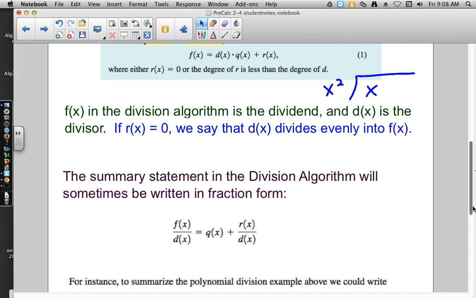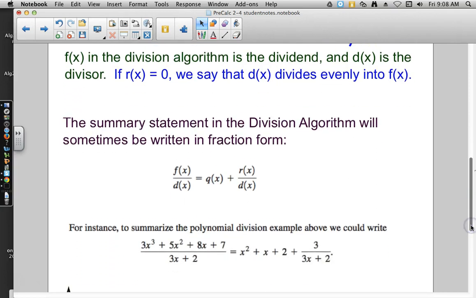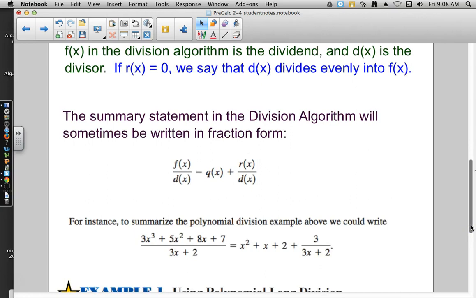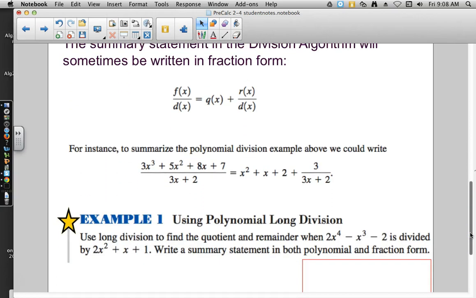No remainder, dividing evenly. So down here, this is the summary statement, and this is how we've been writing our answers. The summary statement in the division algorithm will sometimes be written in fraction form. You're taking some polynomial and dividing it by another polynomial. You're going to get your quotient, q of x. In a lot of cases, you will have a remainder, so you'll put your remainder over that divisor. That's how it always works. That's the way we're used to writing our answers. So this is how what we did would be summarized.